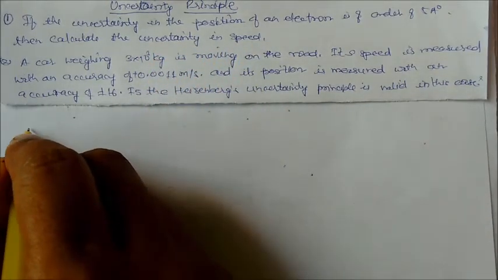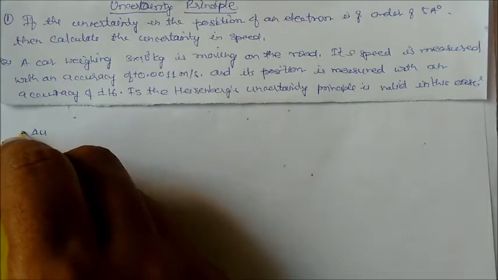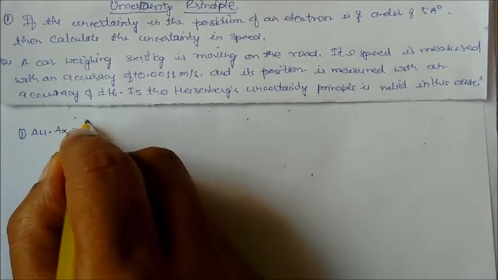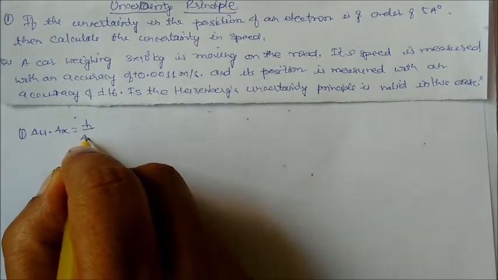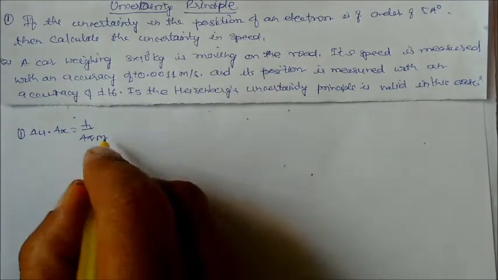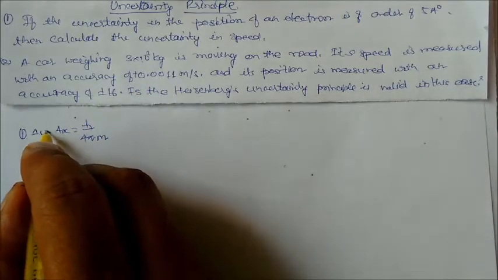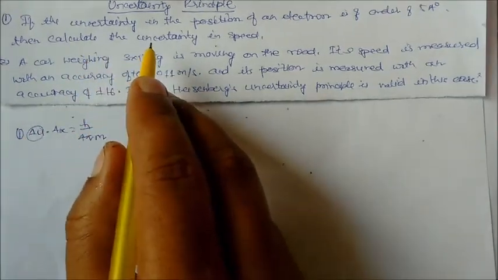According to Heisenberg's principle, we know that delta u into delta x is equal to h by 4 pi m. This is actually the formula of the principle. So we have to find this speed, delta u, that they have asked about.